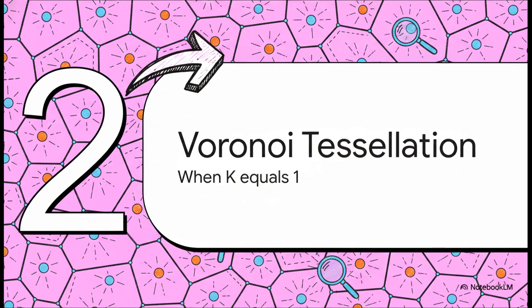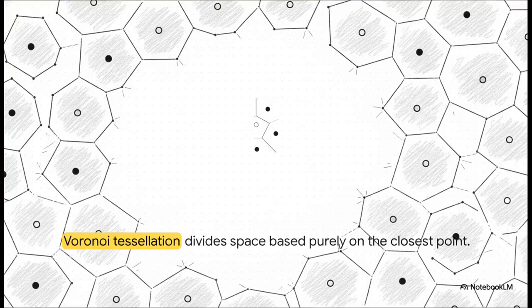Let's see what happens to our data space when we take this algorithm to its absolute extreme. So if we use a nearest neighbor classifier where we set K to exactly 1, we create what is known in mathematics as a Voronoi tessellation. In this setup, the entire data space is sharply divided into these distinct, geometric, cell-like regions. Every single location within a given polygon is closer to the one specific historical data point inside that polygon than to any other point in the entire dataset.